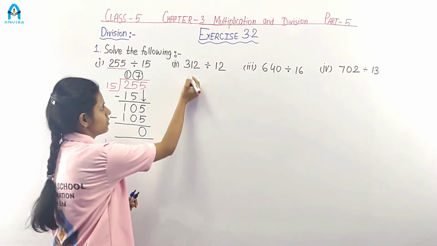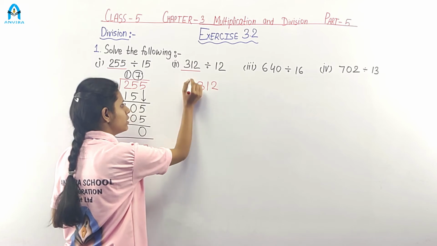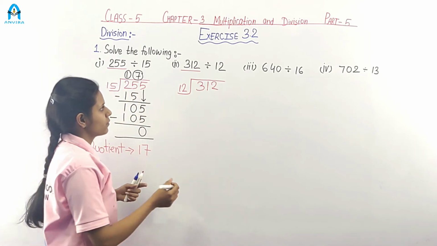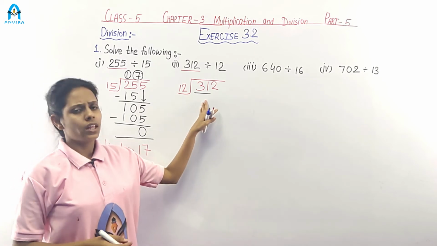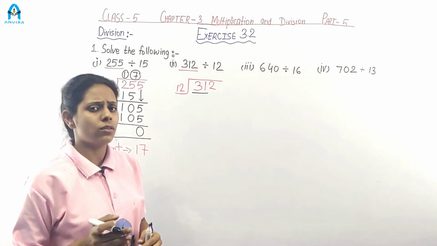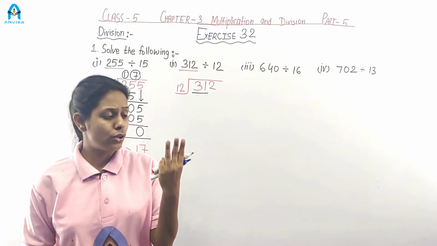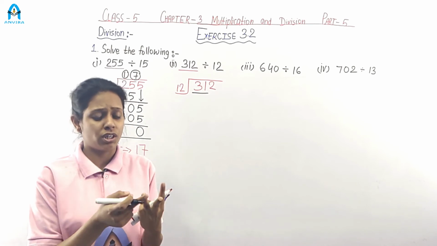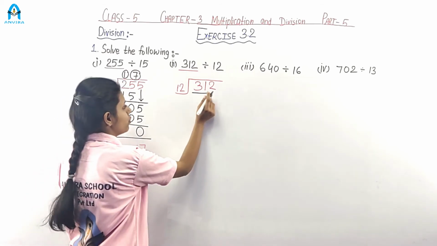Let's go to the next. Dividend is 312. Divisor is 12. So let's divide. The first number is 31. In the 12 table, does 31 come or no? No. So this is smaller than 31. 12 ones are 12. 12 twos are 24. 12 threes are 36. 36 is bigger than 31. So we take this number, 24.